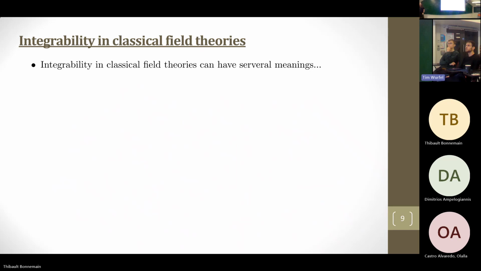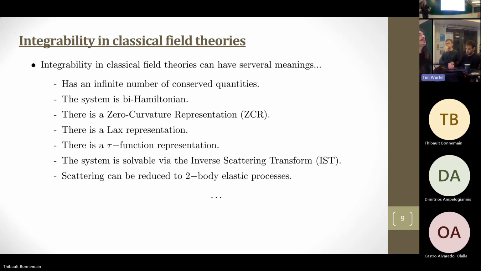Right. Okay, so what do we mean by integrability? Even when it comes to integrable field theories, there's no single unifying definition of what integrability is, and there are many ways to approach the issue. Here I will give you a few examples of properties that are typically associated with integrability or sometimes used to define it. Maybe the definition you've heard most often is that integrable systems have an infinite number of conserved quantities that constrain the dynamics. But another definition is that an integrable system has to be bi-Hamiltonian, or that it has a zero-curvature representation, or Lax representation, or tau function representation. Sometimes we say that a system is integrable if it is solvable via the inverse scattering transform. Are these notions all equivalent?